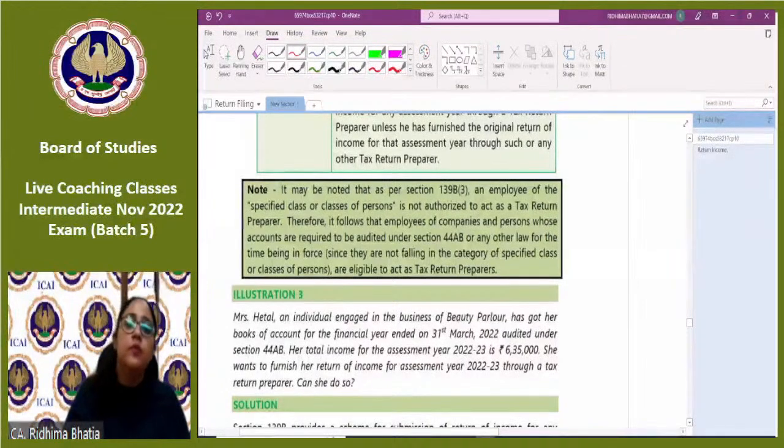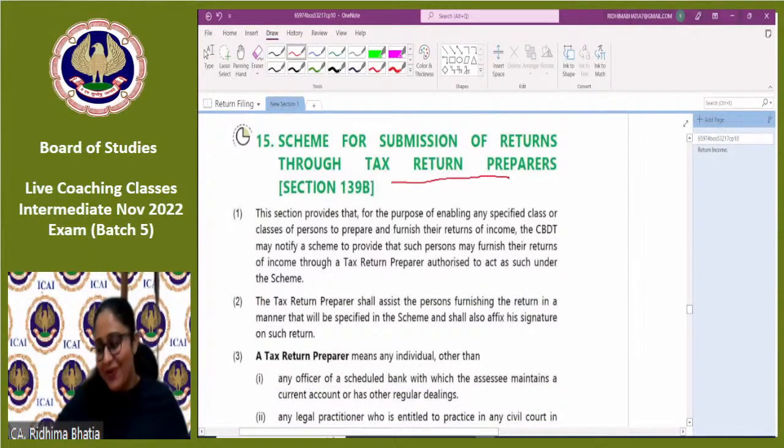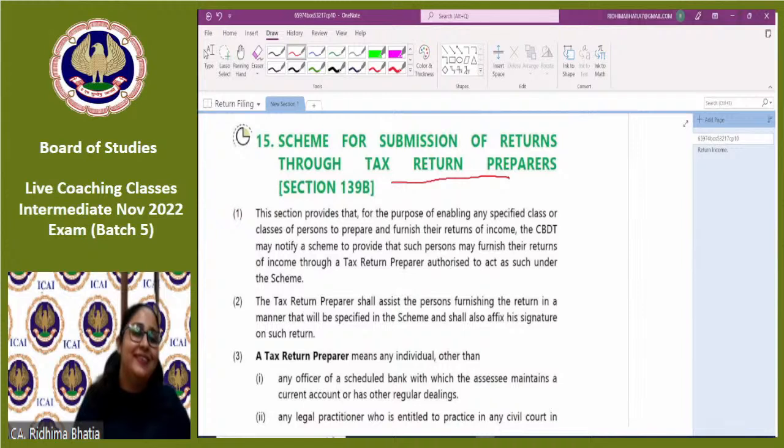So the government came up with a scheme for submission of returns through tax return preparers. Generally, the most common notion is that you become a CA, then only you can file the return. No, nowhere is it written that only a CA can file a return. Anyone can file the return. You yourself can also file a return. CAs are for audit, for verification of information. So anyone can file the return.